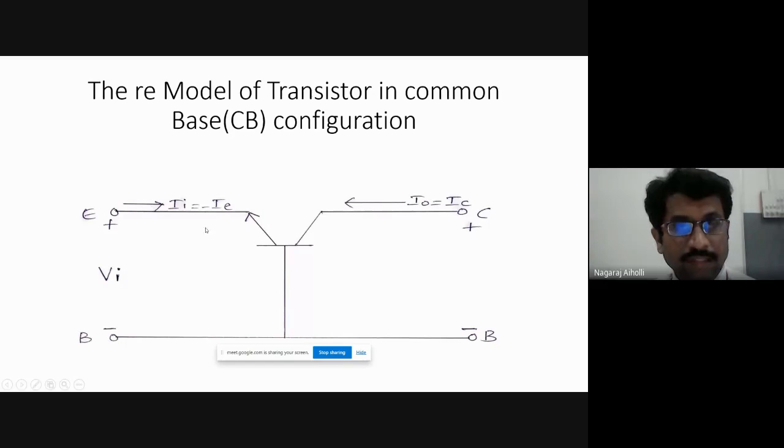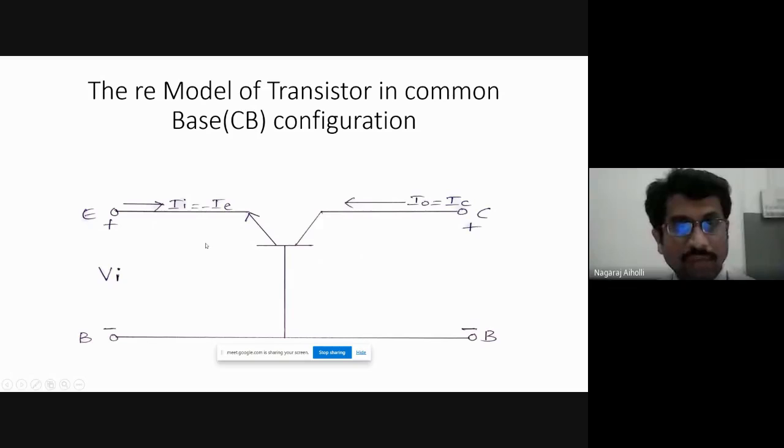Fine. Now here we have the emitter terminal, the base terminal, and the collector terminal. Input terminals are the emitter and the base. Output terminals are the collector and the base. So it's a 4-terminal device or a 4-terminal circuit. Now here the input current is the emitter current, and the output current is the collector current. In the common base configuration, input is applied to the emitter terminal.